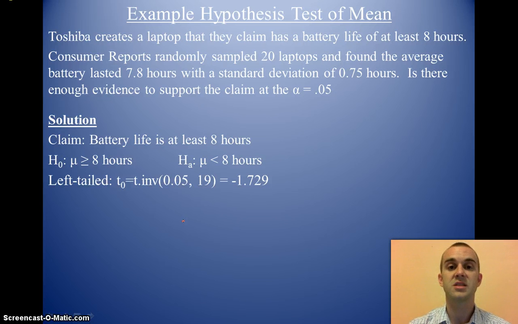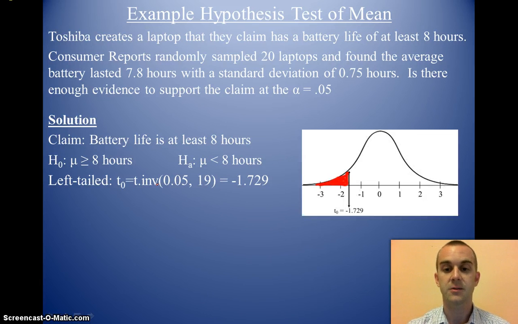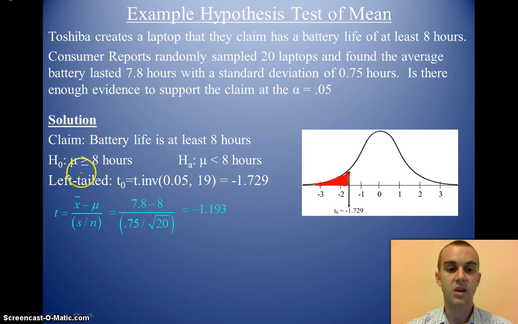The alternative tells me that this is going to be a left-tailed test, and I'm just going to plug directly into the formula and get that my critical value is negative 1.729, and I would shade to the left. Now I'm going to create the t-statistic based on the information that Consumer Report found. They found the mean of 7.8. I'm testing against a mean of 8, my standard deviation, and my sample size. That gives me negative 1.193 for the t-value.